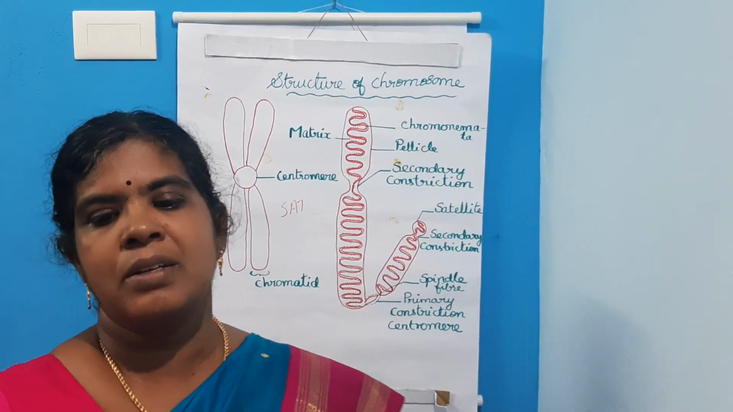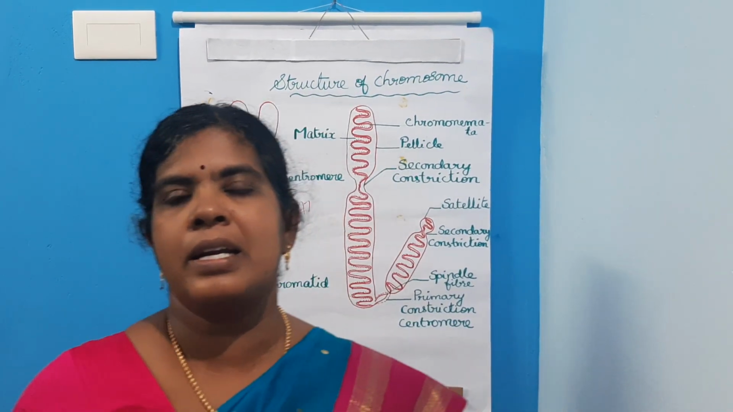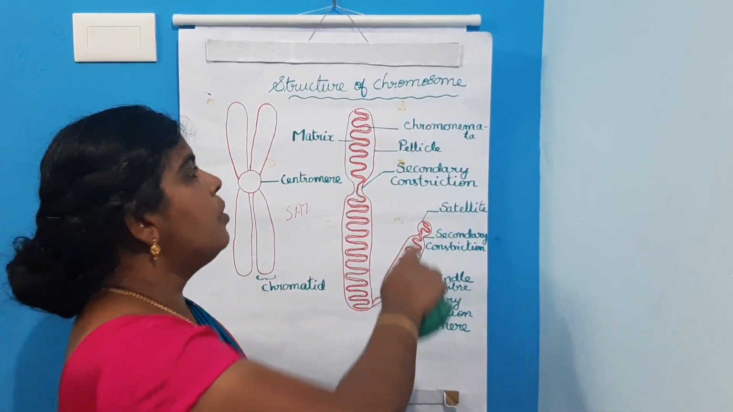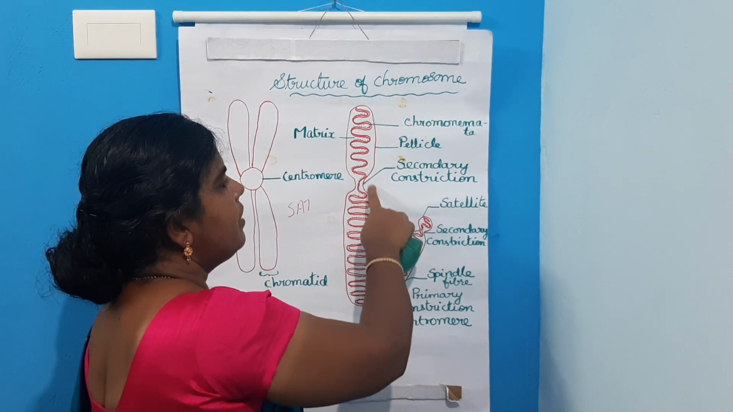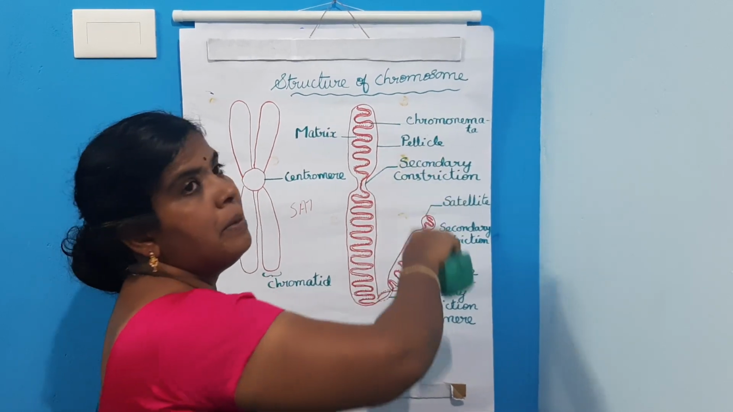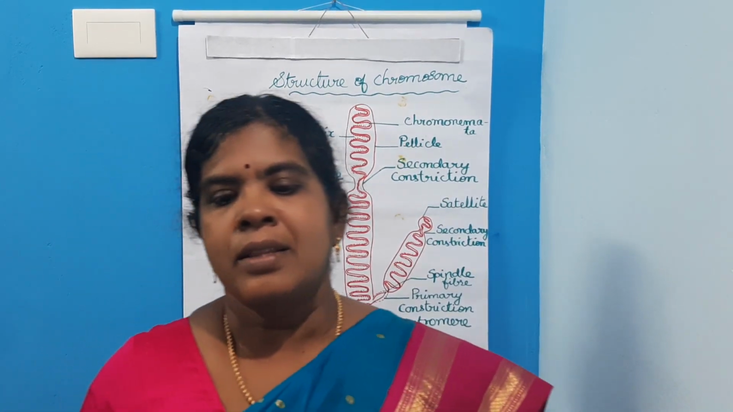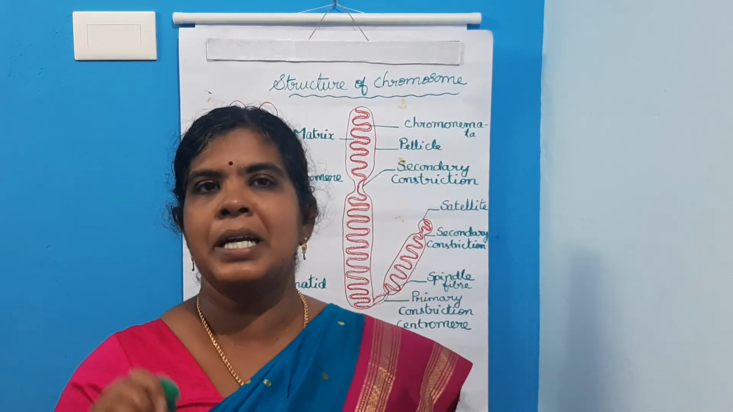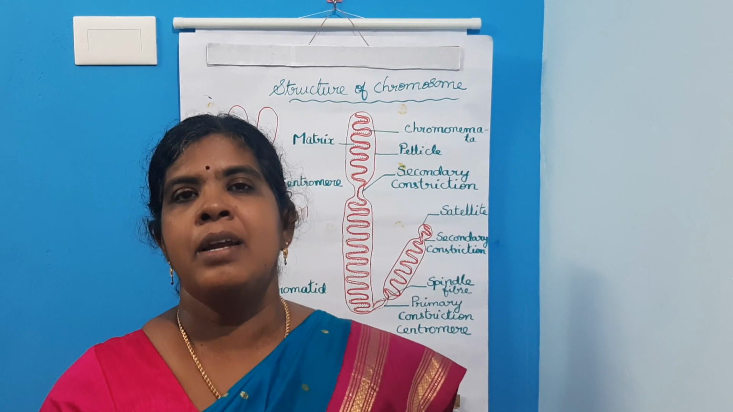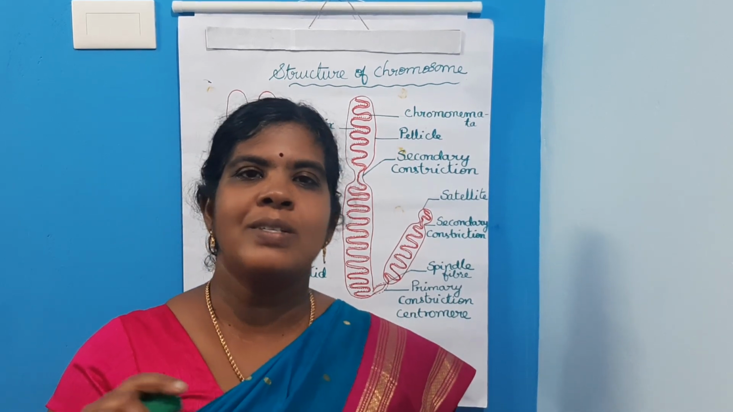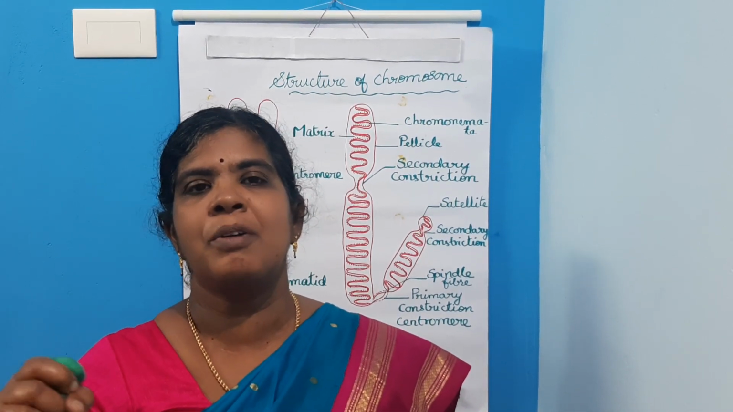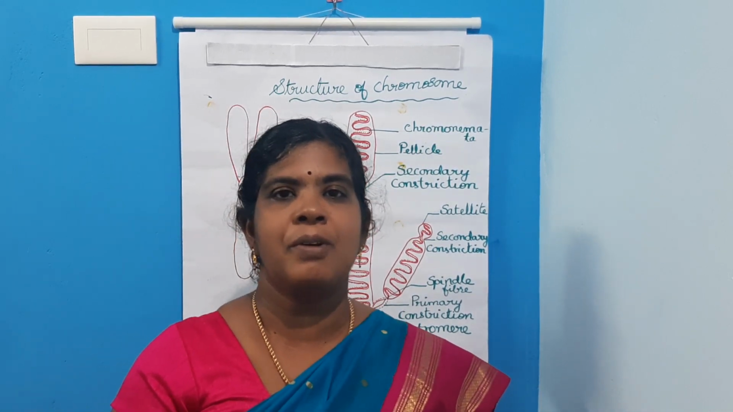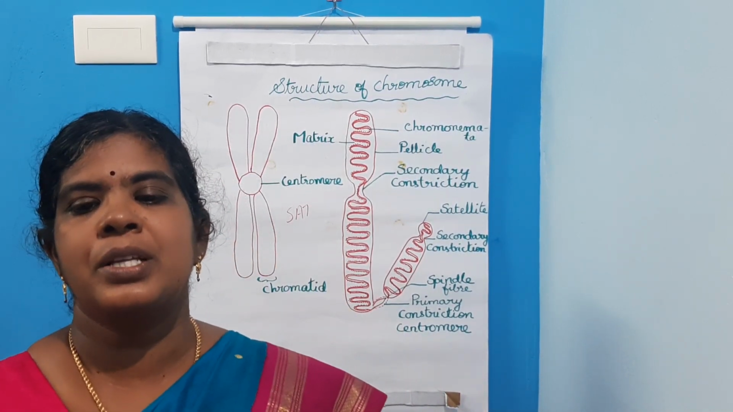The chromonema has a number of bead-like structures called what? Chromonemata. The outer covering of the chromosome is called what? Pellicle. The chromosomes are made up of DNA, RNA and proteins. The proteins are histones and non-histone proteins. Which one provides the structural support to the chromosome? Proteins.